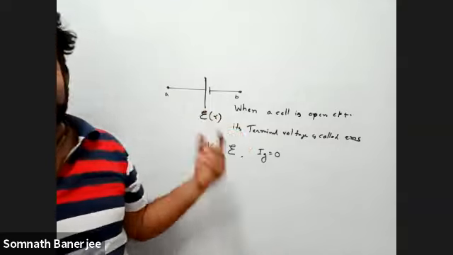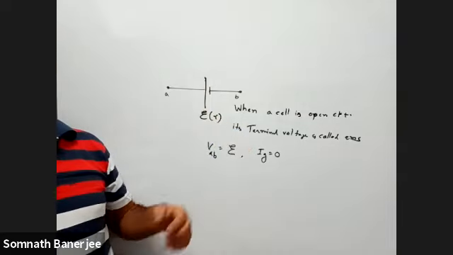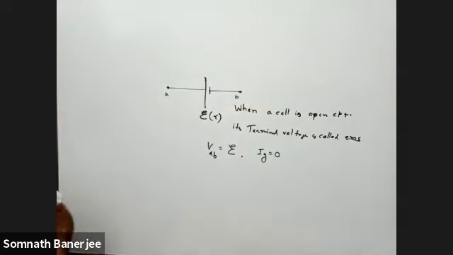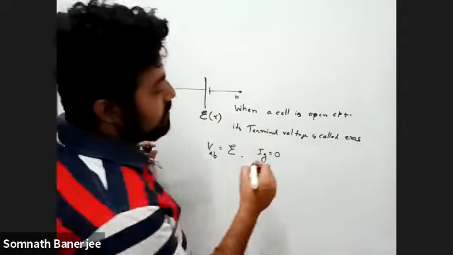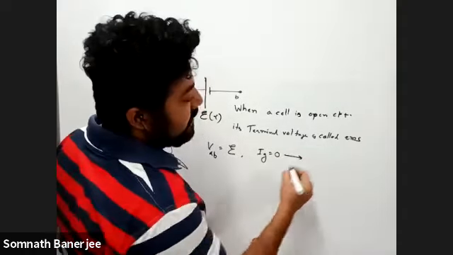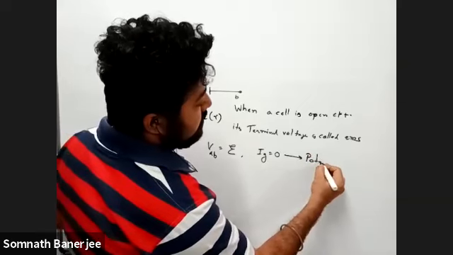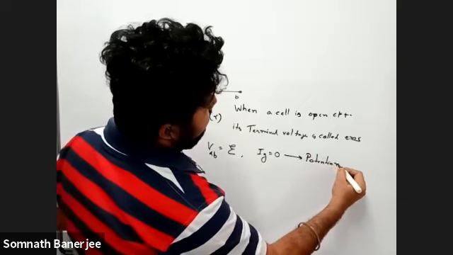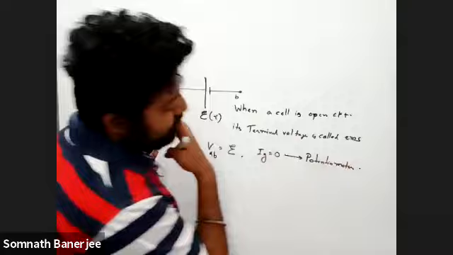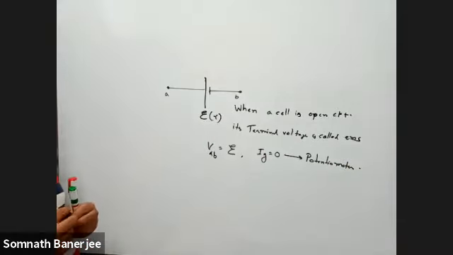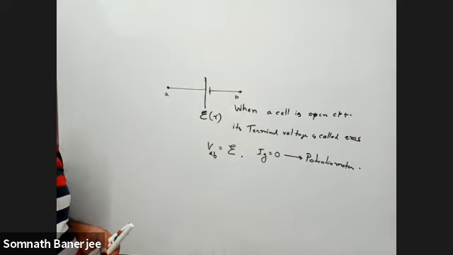Okay. So that means a device by using which you can find out the EMF is called a potentiometer. So hope you understand, when you measure EMF, if the cell is open circuit, then and only then you can measure the EMF.